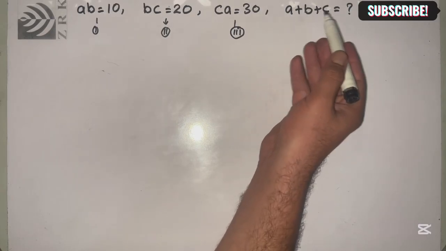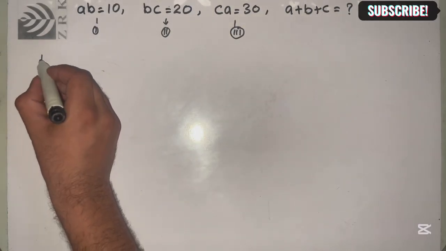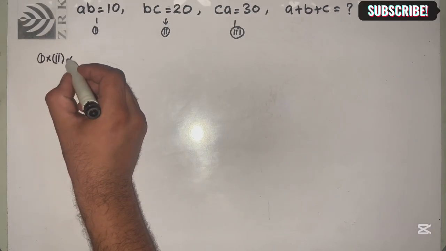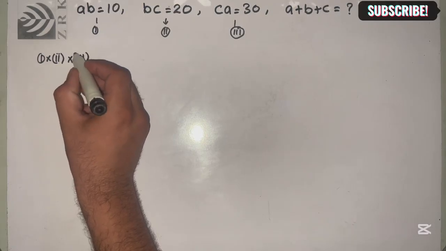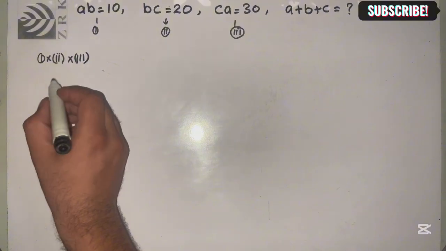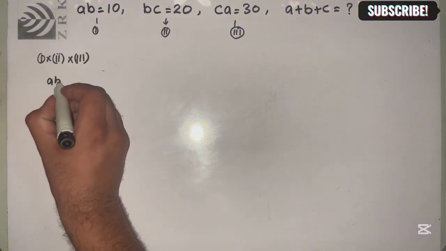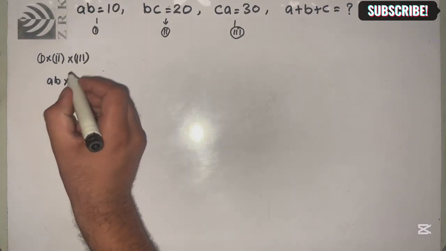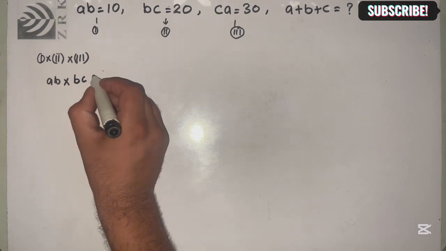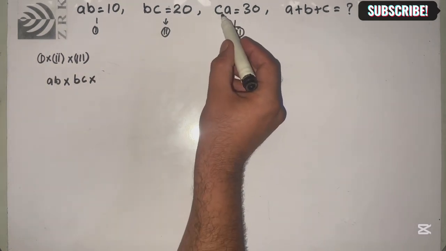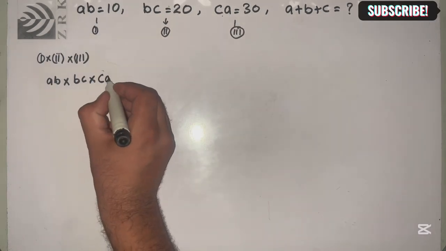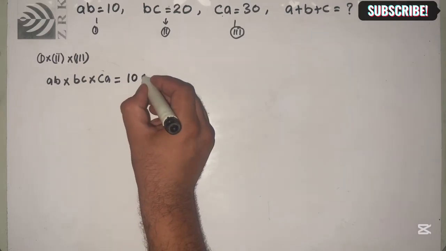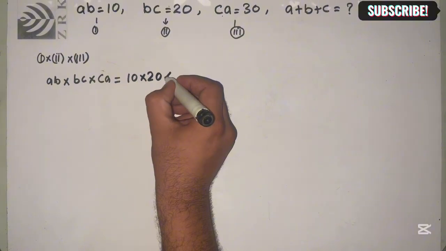In order to find A plus B plus C, we have to multiply equation first and equation second with equation third, which is this one. Equation first is A multiplied by B, and its left hand side should be multiplied with BC, and further the left hand side of the third equation, which is CA, is equal to, and the right hand side should be multiplied with each other. That will be 10 multiplied by 20 multiplied by 30.